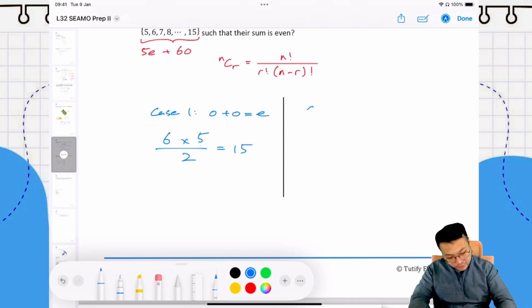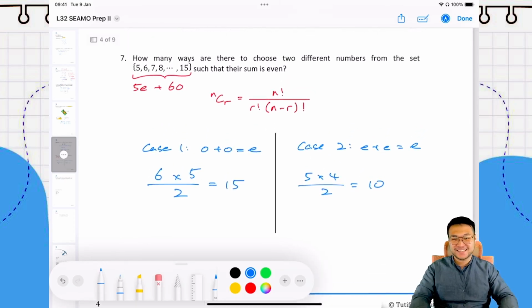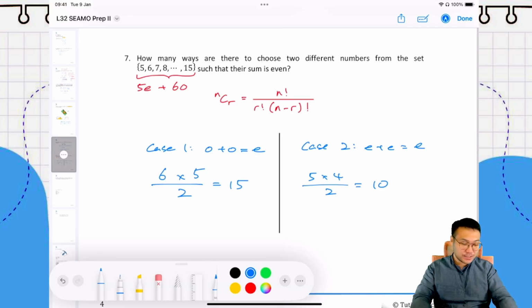Okay, and if you do case number 2, even plus even equals to even, then you have 5 even numbers, 5 times 4 divided by 2, 10. Ta-da! And we got our answer. So there are 2 ways to do this. Choose whichever way you prefer. But if you use this method, you better remember to divide by 2. Some students forget to divide by 2 and they got it wrong.